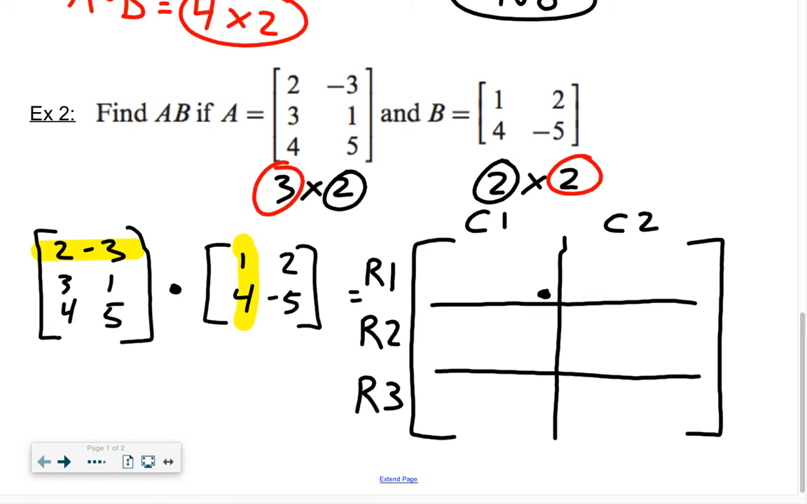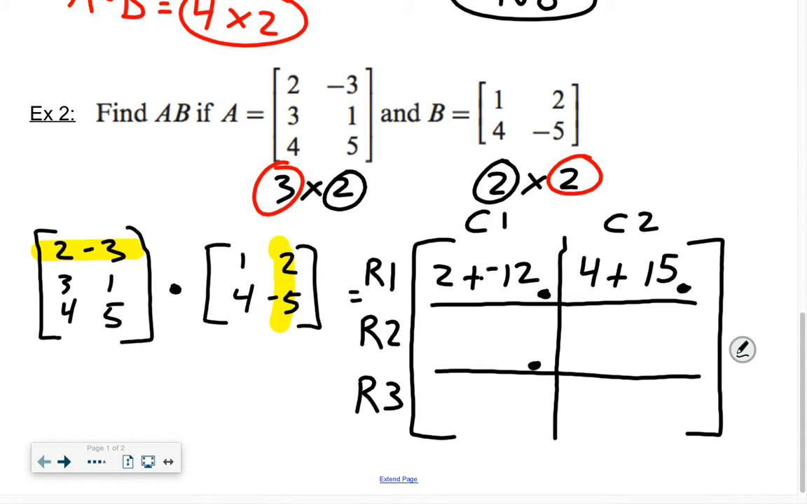And what we want to do is multiply left to right, up to down. So, 2 times 1 is 2. -3 times 4 is -12. We add those together and we have our element. Let's try another one. I want to find that element right there. Which row and which column do I use? Well, I use the first row, second column. So first row, now I want to use the second column there. So 2 times 2 is 4. -3 times -5 is 15. Starting to see it? Okay, let's do another one.